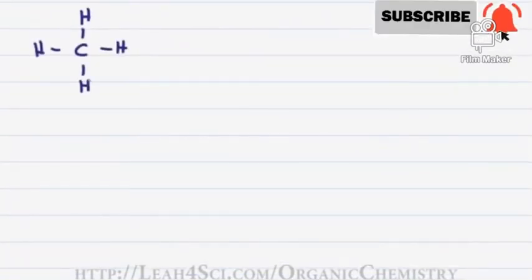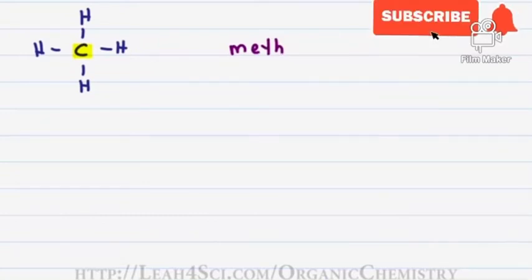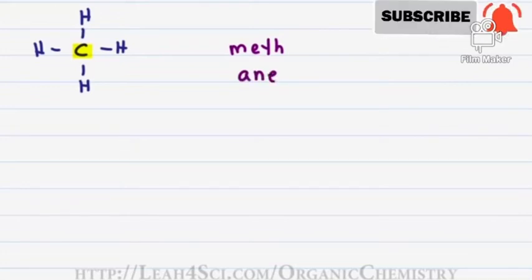Let's start with this molecule. For the parent chain, all I have is one single carbon. Since the prefix for 1 is meth, that's the first name, and since I have no double bonds between this carbon and any other carbon, I have an alkane which gives me ane. Putting the name together, this molecule is methane.